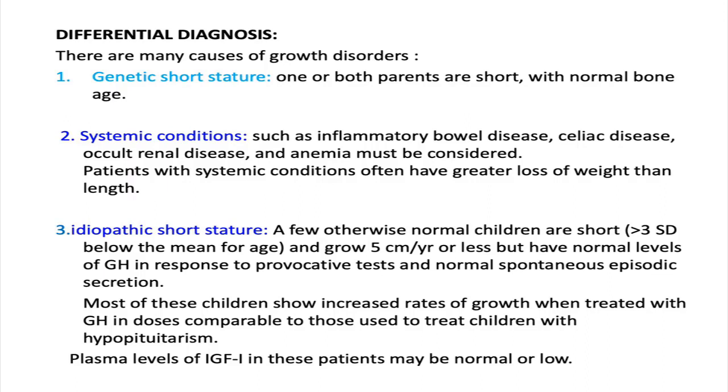Most of these children show an increased rate of growth when treated with growth hormone in doses comparable to those used to treat children with hypopituitarism. We give growth hormone as a trial, and they respond well. So they may benefit from growth hormone, although they are not growth hormone deficient. A plasma level of insulin-like growth factor 1 in these patients may be normal or low. This is an indication for growth hormone in the United States of America, while in Europe it is not an indication for growth hormone treatment.